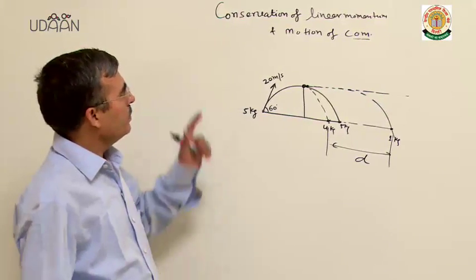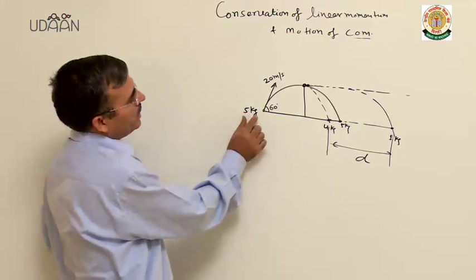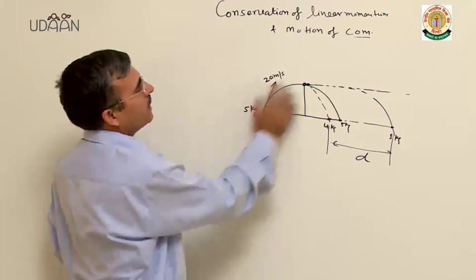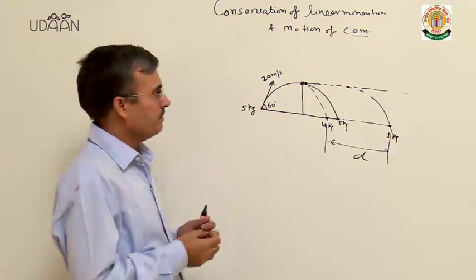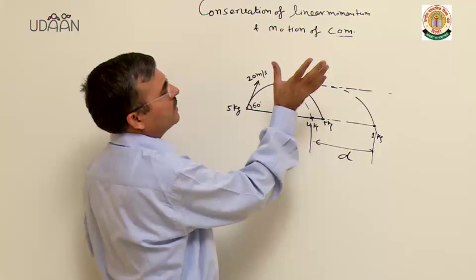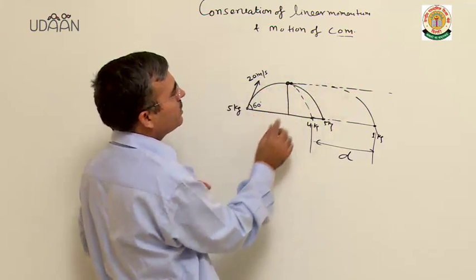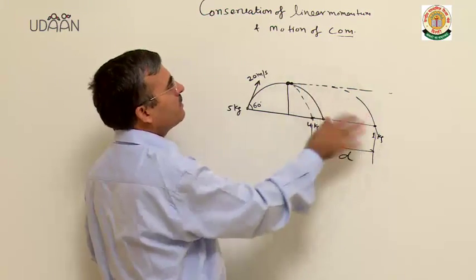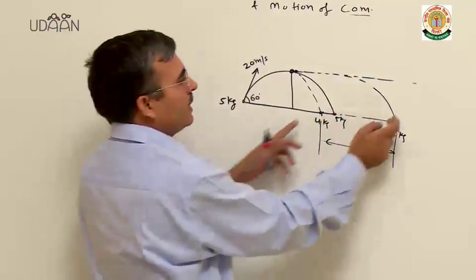Let us take one example for conservation of linear momentum and center of mass. A body is projected from this point, mass of the body is 5 kilogram, speed is 20 meter per second. At the highest point, there is explosion. In that explosion, energy is released. So whatever kinetic energy is there, in explosion, energy becomes double of that kinetic. And this breaks into two parts, 4 kilogram and 1 kilogram. At the highest level, they will move with different speeds, fall on the same horizontal level. Problem is to find distance between them.